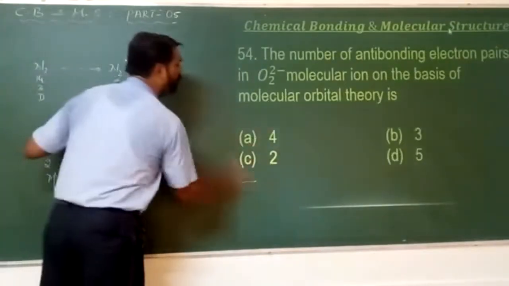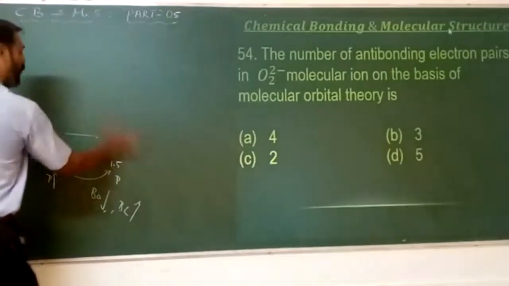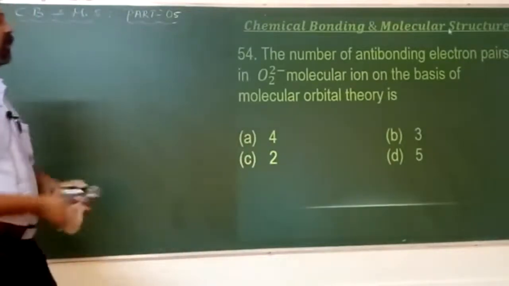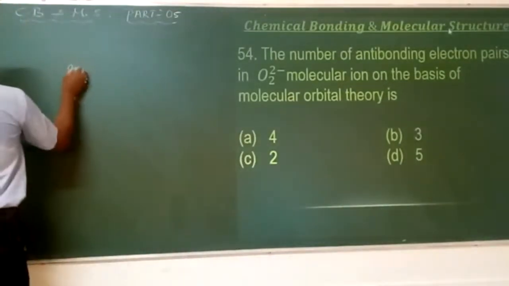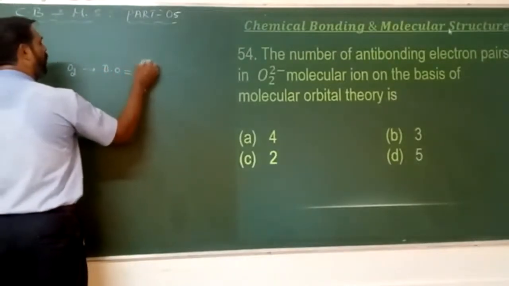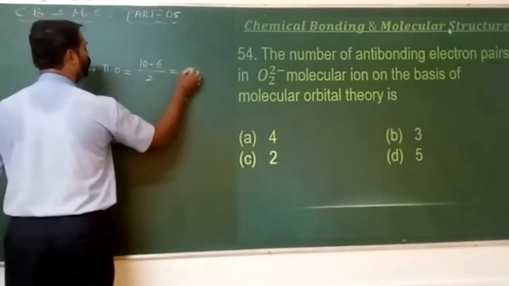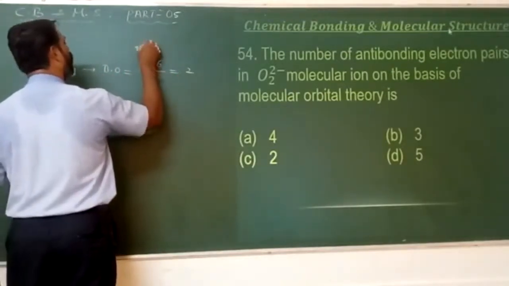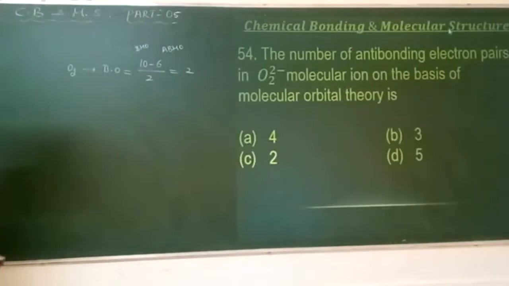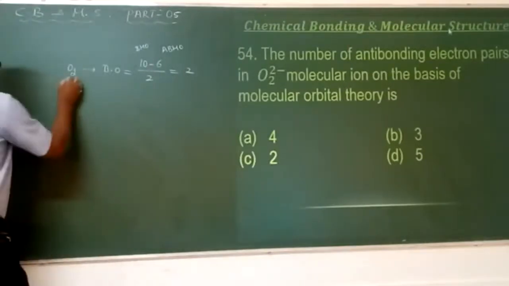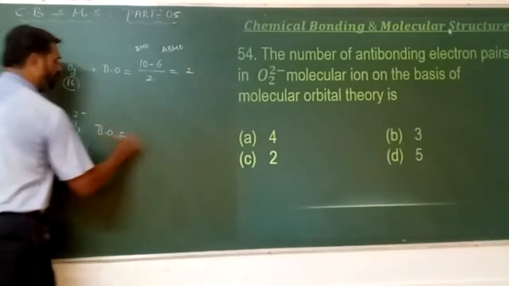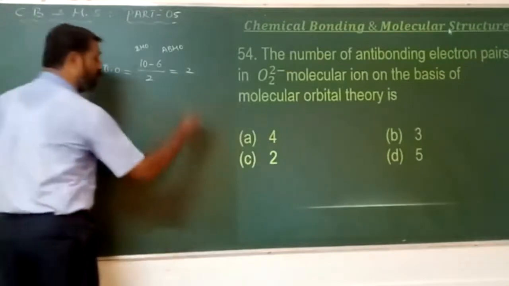The number of antibonding molecular orbitals or antibonding electron pairs in the case of O2 2 minus molecular ion, on the basis of MOT. For O2, the bond order is (10 minus 6) divided by 2, which equals 2. O2 has 16 electrons, O2 2 minus has 18. From 16 to 18, the bond order decreases to 1.